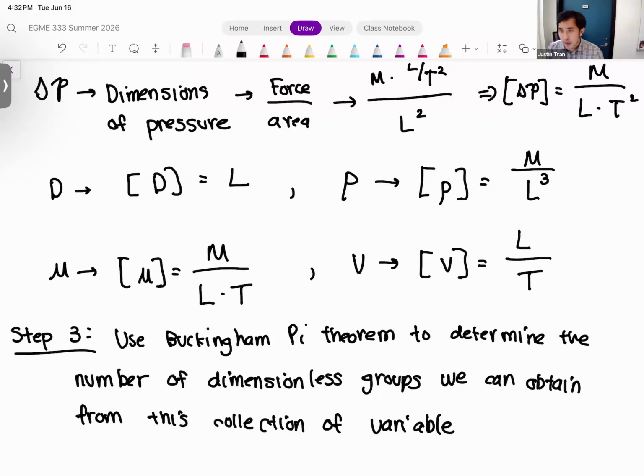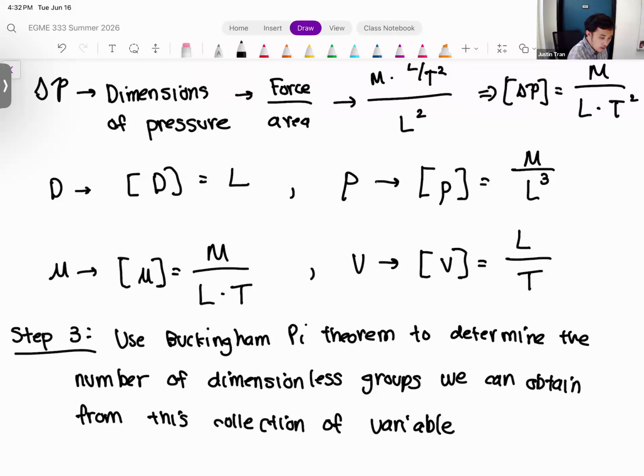So for this list of 5 variables here, pressure drop, diameter, density, viscosity, and velocity, essentially what we're going to do is combine these together in order to form these dimensionless groups. But we have to determine how many dimensionless groups we're even going to have. And that's where Buckingham pi theorem comes into play.